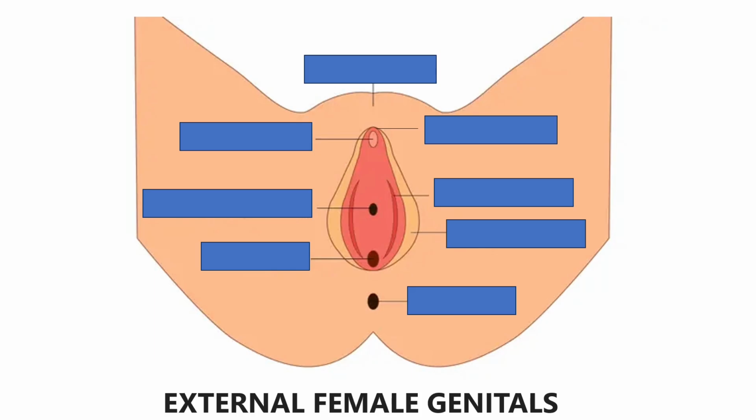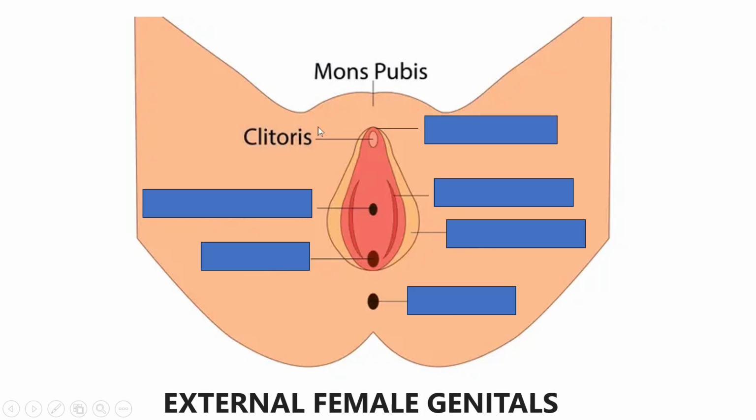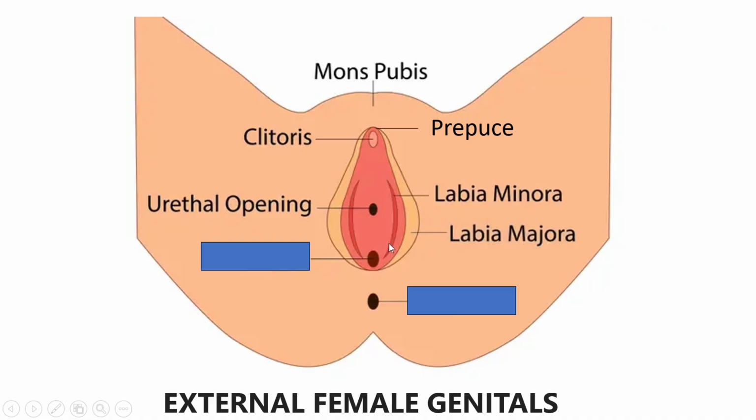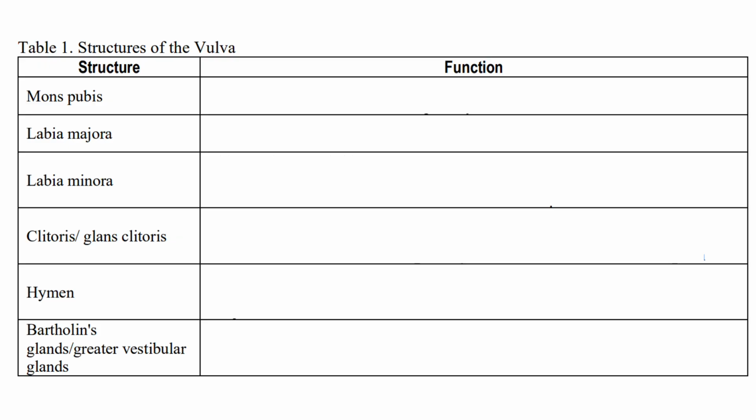So the top one is the mons pubis, next one is the clitoris, this one surrounding it is the prepuce. Then you have the urethral opening, the labia minora protects it, and then the labia majora is here, and then you have the vagina and also the anus. So it's quite easy to remember the external reproductive system or the vulva. So what are the functions that we have to take note of?